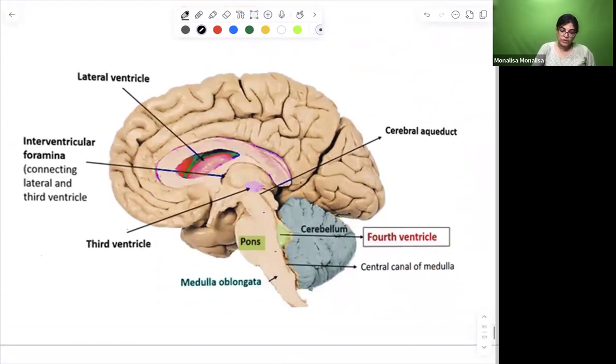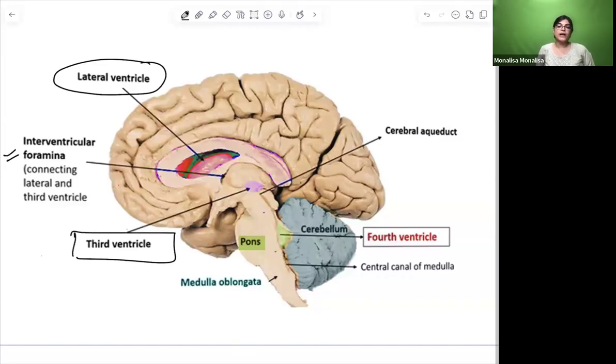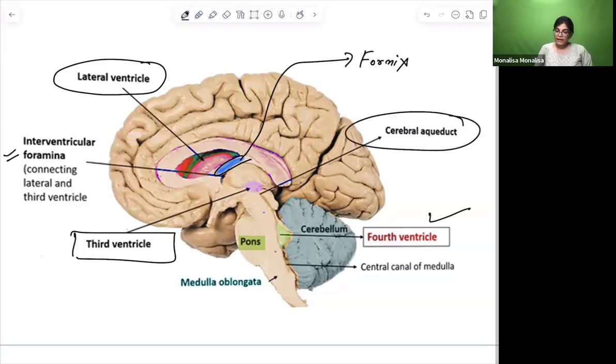Now, I also want you to see this sagittal section of the brain in which you can appreciate the lateral ventricle. Lateral ventricle will communicate with the third ventricle via the interventricular foramen of Monro. And what is this structure? This will be the fornix. The third ventricle will communicate with the fourth ventricle via the cerebral aqueduct, and then it will communicate with the central canal of medulla.